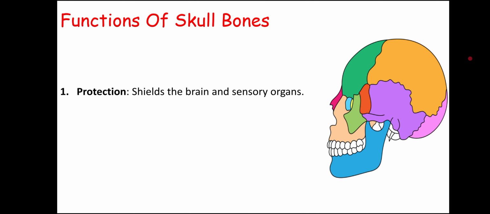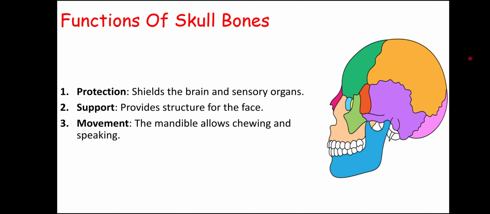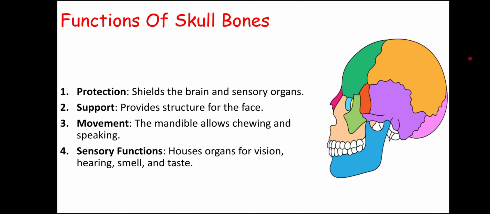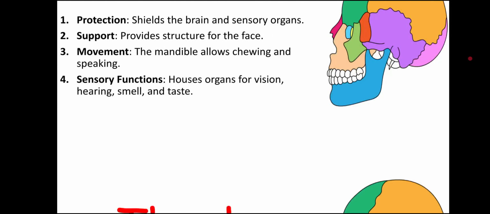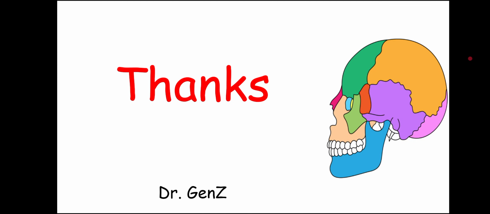First function is protection, as these bones shield the brain and sensory organs. The next function is support, as these bones provide structure for the face. And the next function is movement, as bones like the mandible allow chewing and speaking. The next function is sensory function, as these bones house organs for vision, hearing, smell and taste. So this was all about the bones of skull.